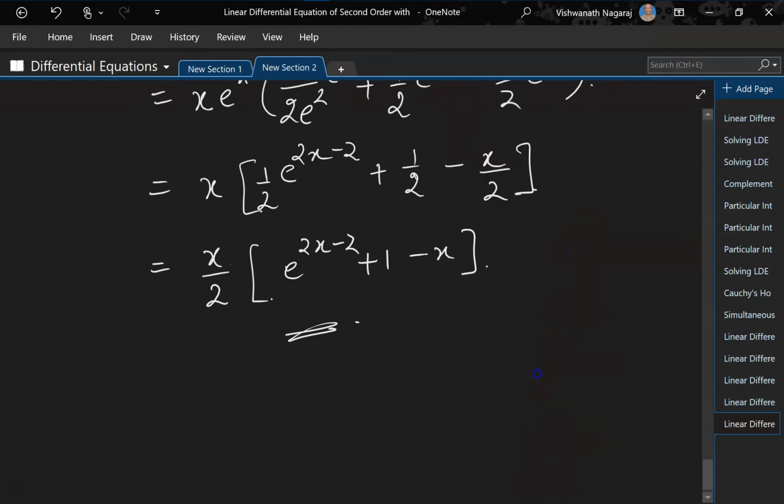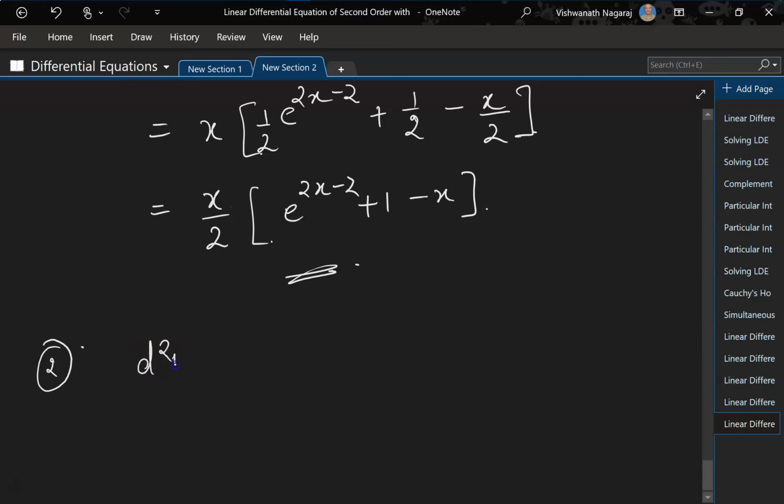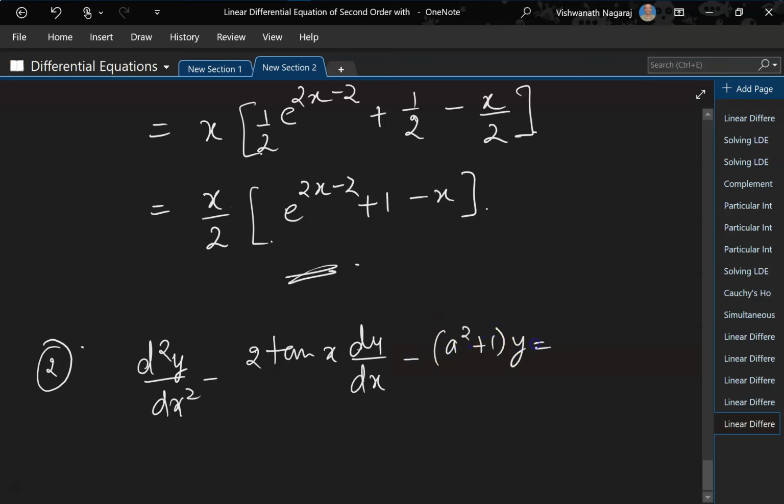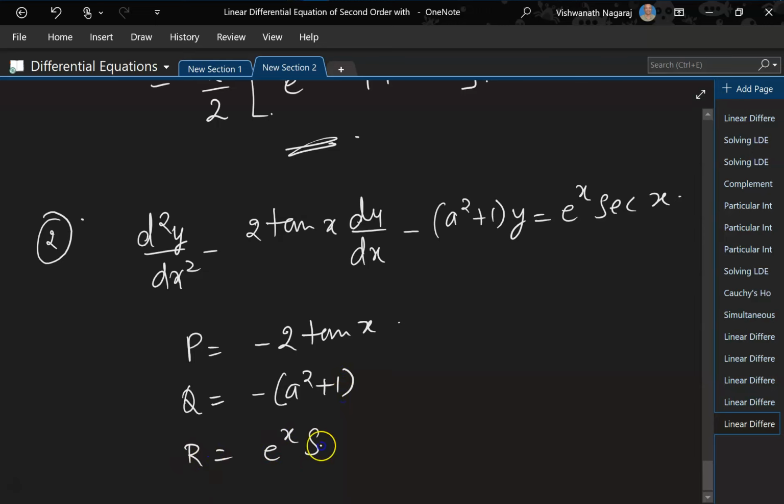Okay, let's do one more problem. Now that we have worked on one problem, let's pick up speed. Yes, so let's say the problem is d2y by dx square minus 2 tan x dy by dx minus a square plus 1 y is equal to e to the power of x sec x, right? So here p is equal to minus 2 tan x, q is equal to minus a square plus 1, and r is equal to e to the power of x sec x.